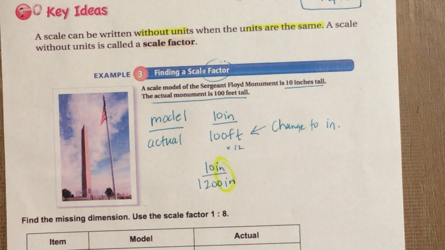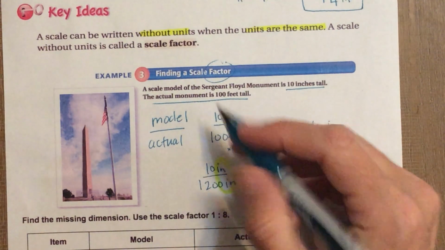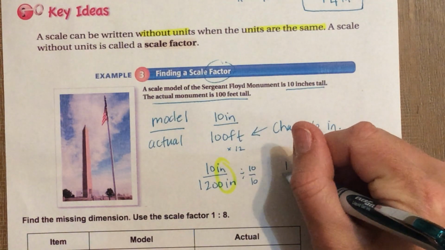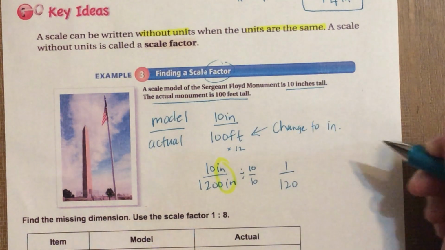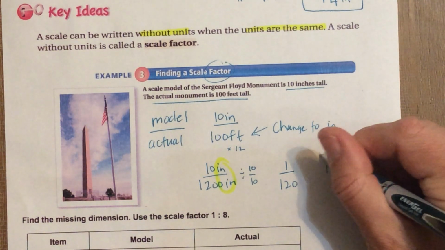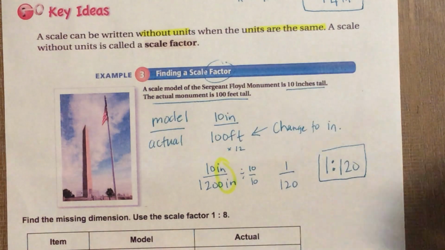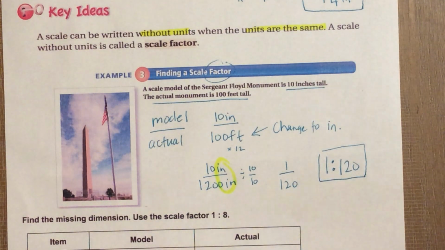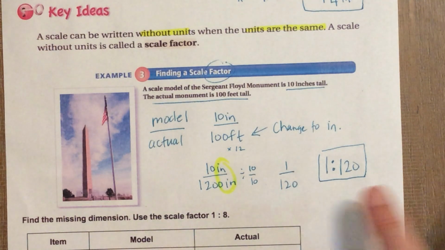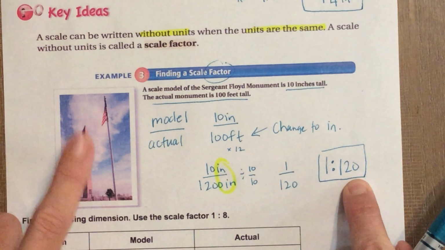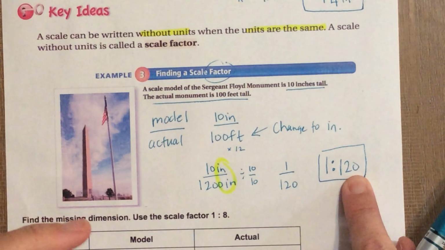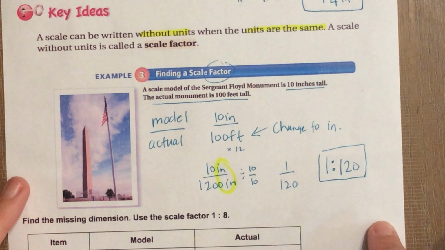But this can simplify. I could divide both of these by 10 and I get 1 over 120. And then if I want to write it as my scale factor, I would write it this way. And you can see that I've taken my units away. And it doesn't matter if this was going to be feet or inches or whatever. I just know that this actual statue is 120 times the height of the model that they provided for us.